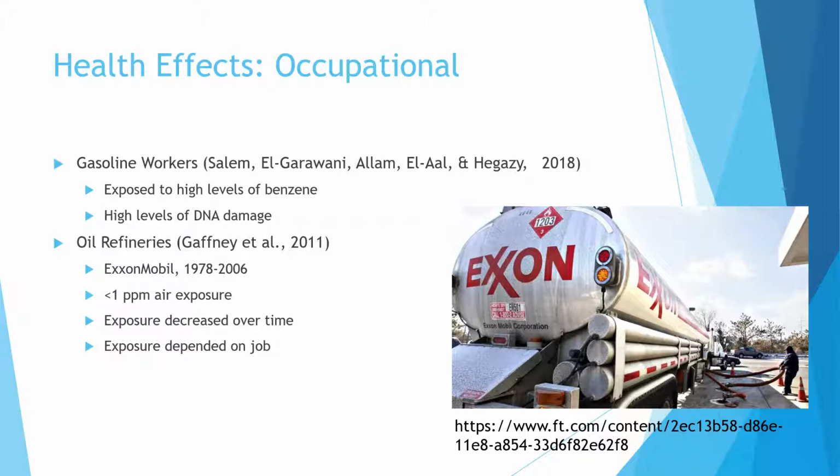So they looked at 2 main time points. They broke 1978 to 2006 into 2 chunks, the first half and the second half. In the second half, there was a lot less benzene, and the exposure also depended on your job. And that is a point I want to make because, like I said earlier, different people are exposed to different amounts of benzene, and different people in the oil refinery are exposed to different amounts of benzene. So when we talk about prevention, it's going to come into play because you need to know your environment.